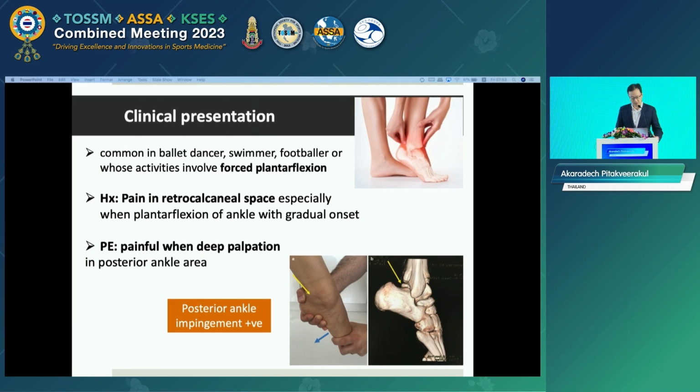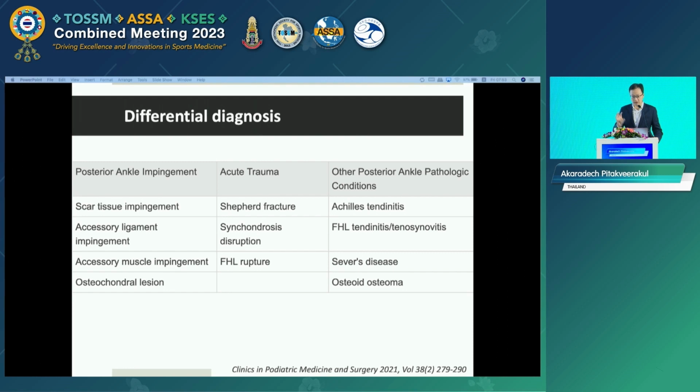Patients may have a positive posterior ankle impingement test. We need to differentiate between acute trauma and chronic process. When the patient comes with a hyperplantarflexion injury mechanism of the ankle, we have swelling and ecchymosis around the posterior ankle. It looks like it could be a Shepherd fracture, synchondrosis disruption, or FHL rupture.